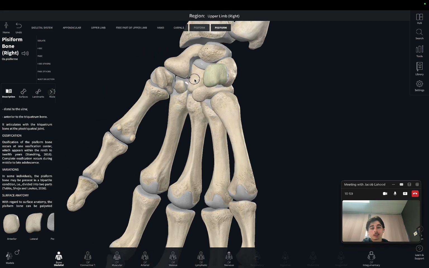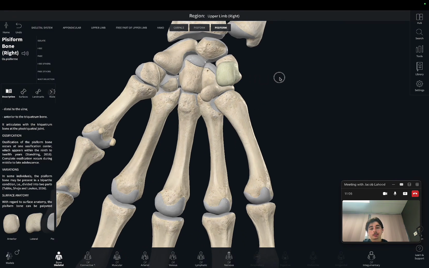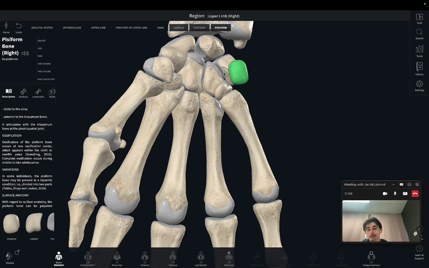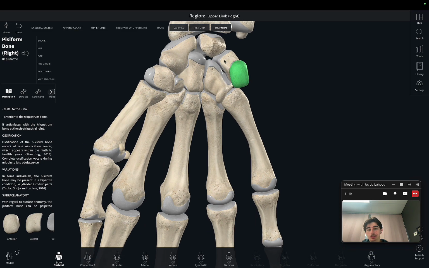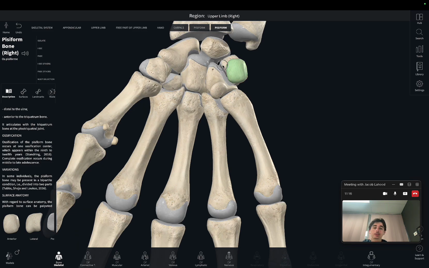Now the next bone, which is actually below it, this bone right here, this is known as the triquetrum. The reason why is because it's kind of got three facets. So it's got the facet at the top, it's got this facet that articulates with the hamate, and then it's got this facet that articulates with the lunate. So it's called tri-quetrum, so it's three faces.